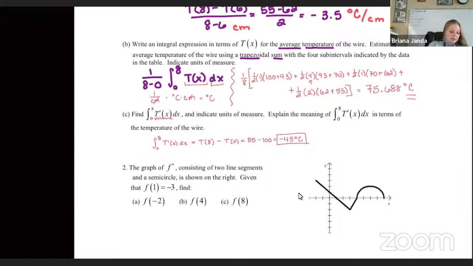It does say explain the meaning of that integral, and the meaning of that integral is how much the temperature will change from 0 to 8 centimeters. So we would say that the temperature is going to decrease 45 degrees Celsius on the lengths from 0 to 8 centimeters. The total amount of degrees that will decrease over that amount of distance.